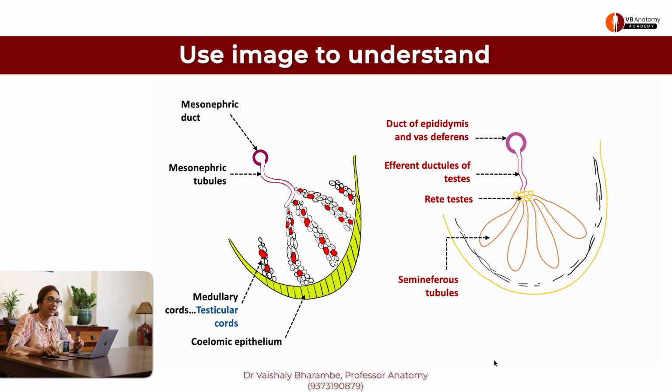Let's take it a little further. The whole thing is surrounded by coelomic epithelium, which is between that and this developing male reproductive system. A tunica albuginea is produced and the septa are produced by the mesenchymal cells.